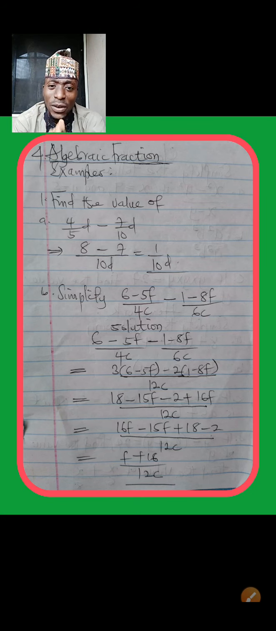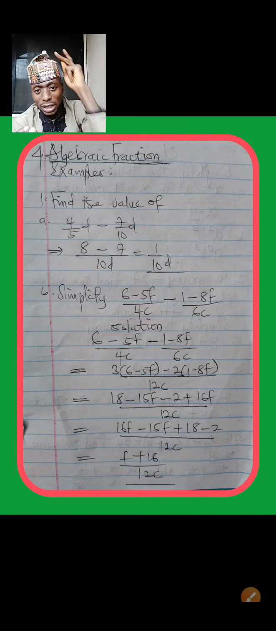Look at 4 over 5d minus 7 over 10d. The LCM of 5 and 10, you already know, is 10. But because d is attached to the fractions, put d at the denominator. That will be 10d. How many 5d will you see in 10d? That will be 2. 2 times 4 is 8.